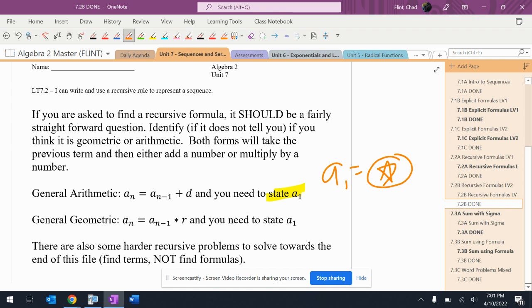All right. So you should have two parts. You should have AN equals, and then AN minus 1 with a plus or a times or something. Something's going on right here. And then the big thing is you have to tell me what A1 is.